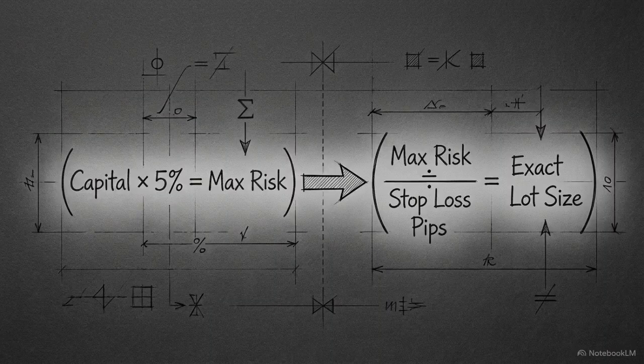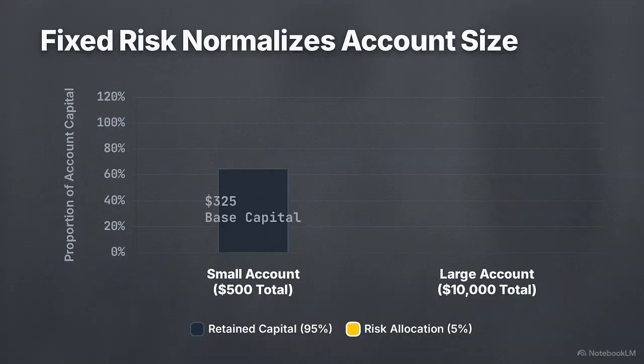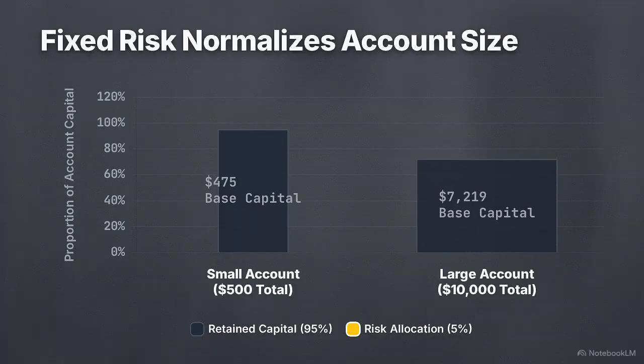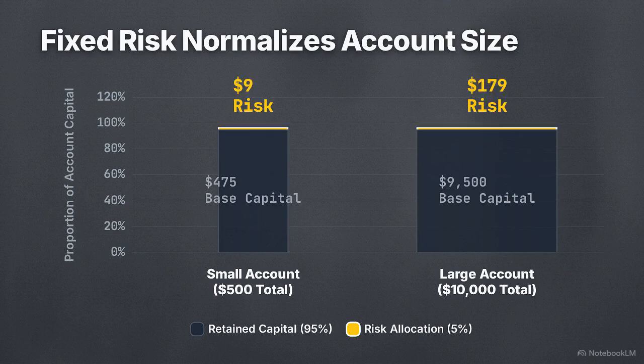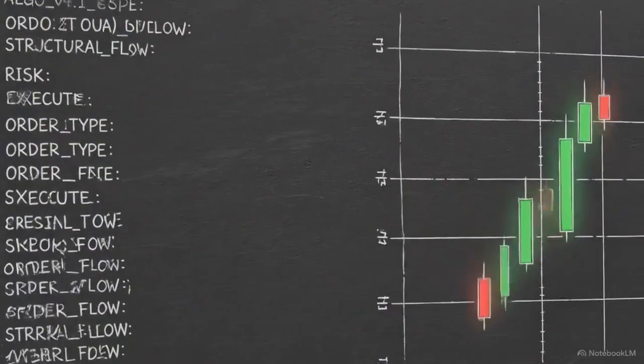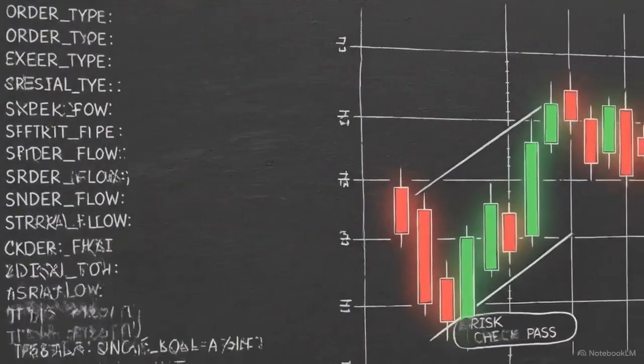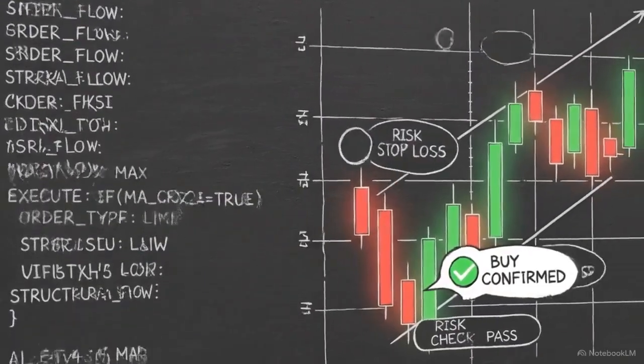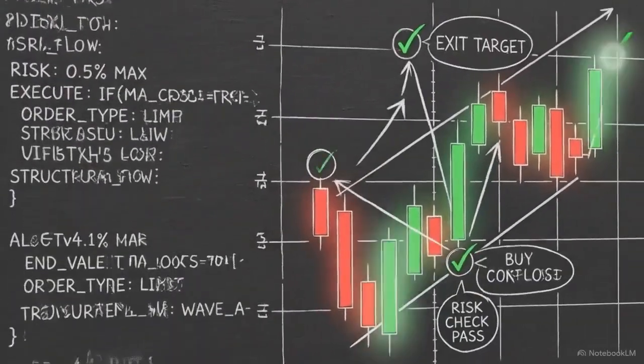Total risk must be capped at a maximum of 5% of capital per trade. Account size is irrelevant to the strategy. A $500 account and a $10,000 account operate under the same fixed risk parameters. Using a position calculator, this fixed risk percentage and the structural stop loss are converted into an exact lot size. Algorithmic trading relies on executing a strictly risk-defined mechanical framework where human bias is removed from the final execution.